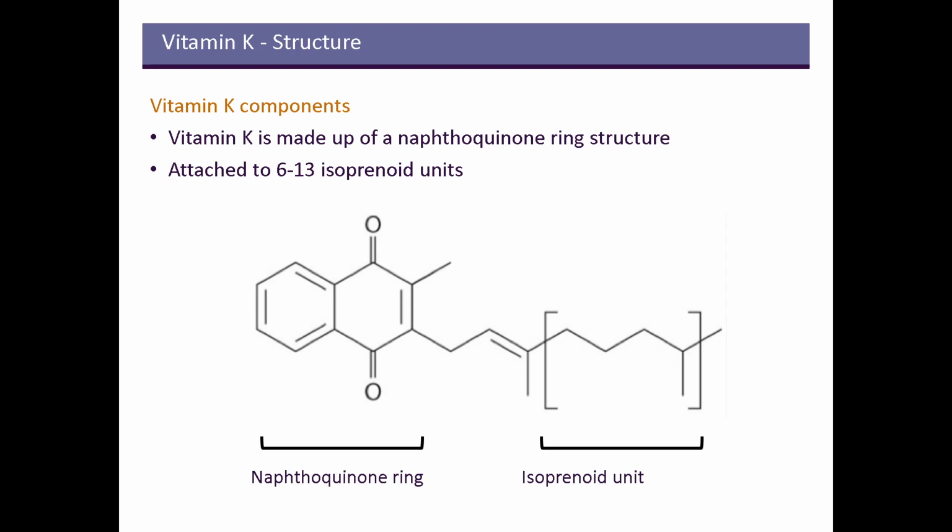The structure of vitamin K is made up of a naphthoquinone ring structure, and attached is a 6 to 13 isoprenoid unit side chain.